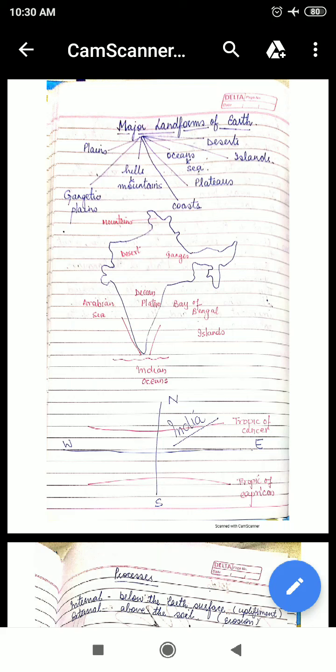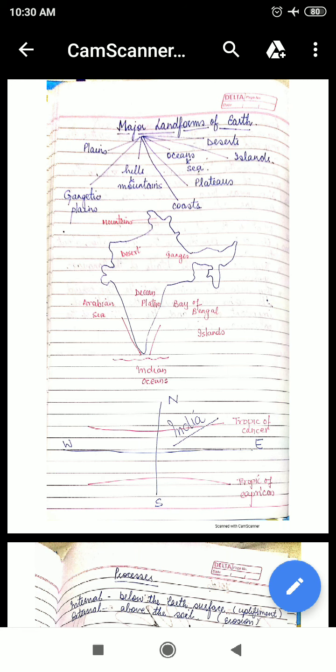Good morning, kids. So, in this chapter, we will be learning about the major landforms of Earth. In your last chapters, we have already studied the landforms in brief, but in this chapter, I'll be explaining these landforms in detail. So, the major landforms, you can see in the flow chart. It is written like plains, hills, mountains, plateaus, deserts, oceans, seas, islands, coastal plains. So, these all are the landforms.